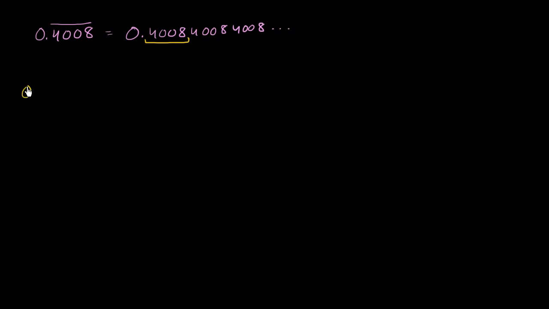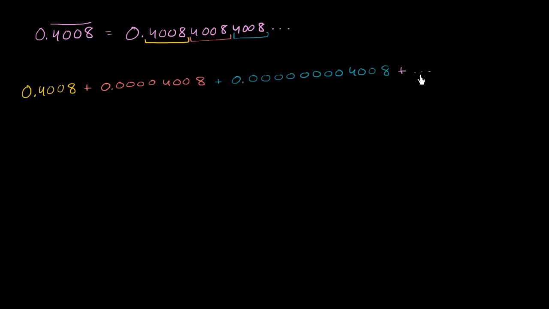So this could be viewed as 0, and this 4008 represents 0.4008. Then I could make this 4008 my next term. And that means it's 0, and this 4008 is the same thing as 0.00004008. And then this next 4008 represents 0, and we have 8 zeros, 1, 2, 3, 4, 5, 6, 7, 8, then 4008. And then we would just keep on going like that forever.